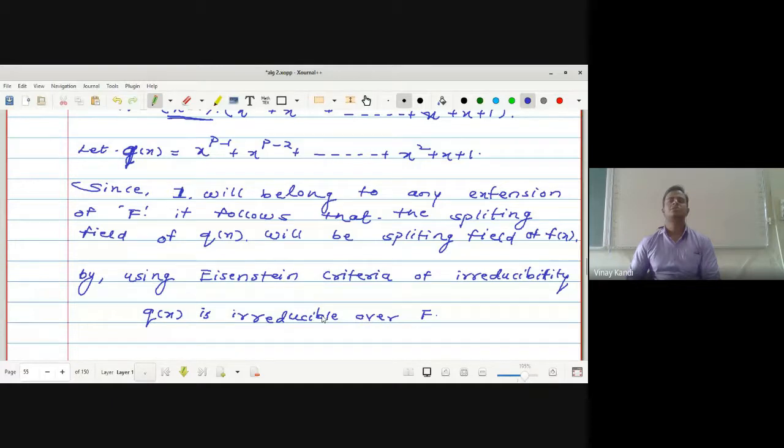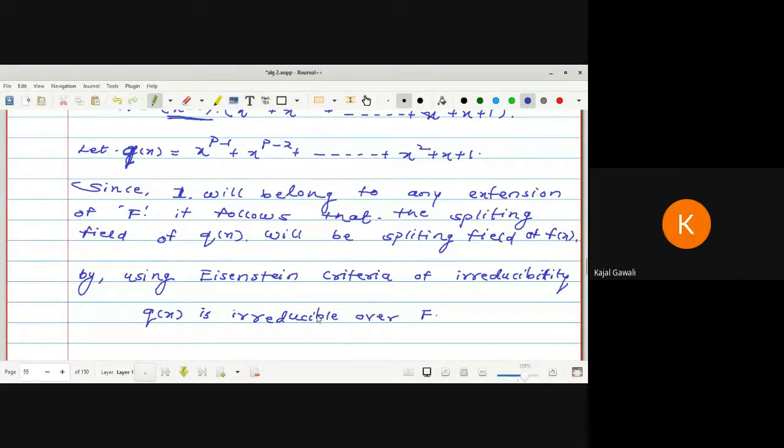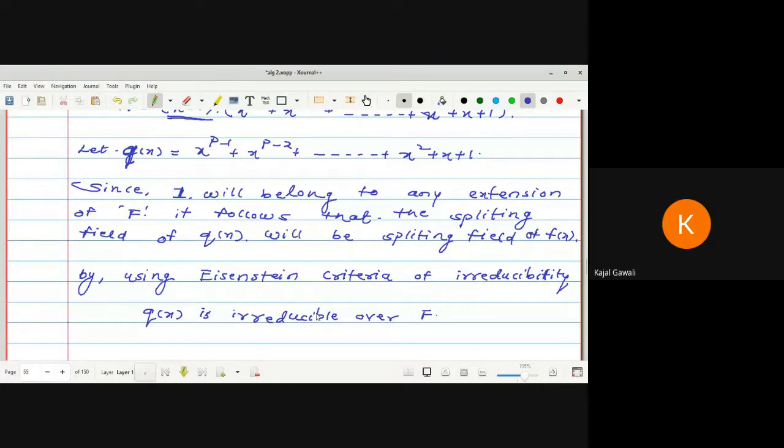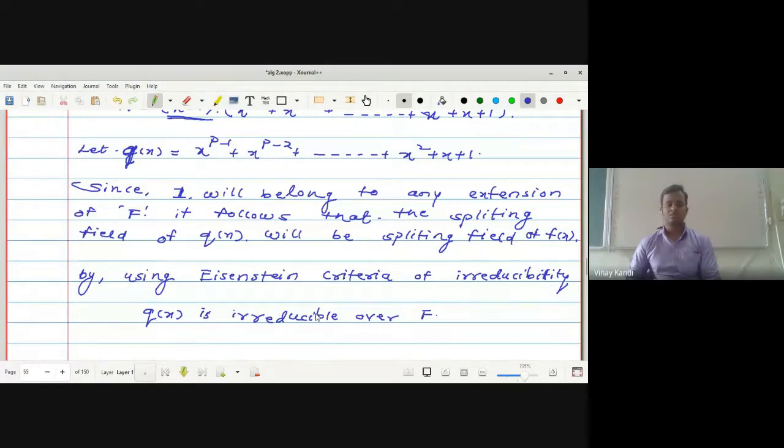p divides a naught, p divides a1, and so on up to a n minus 1, and p does not divide a n, and p square does not divide a naught. Then the polynomial q of x is irreducible over the field of rational numbers.